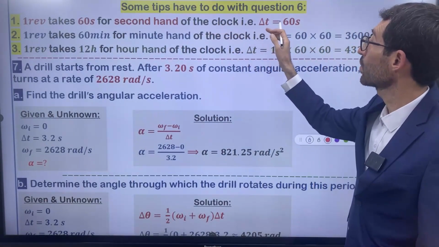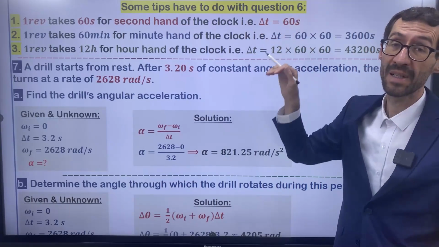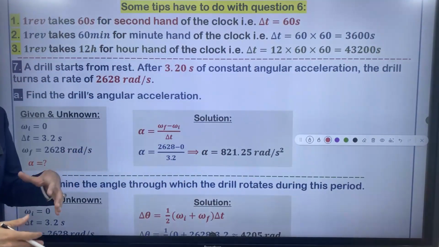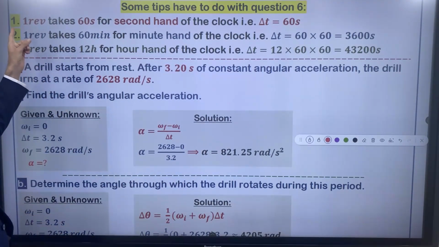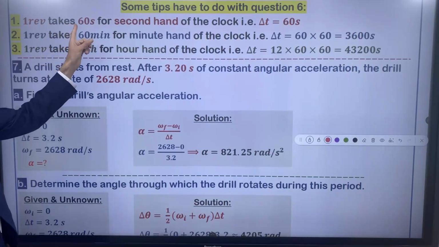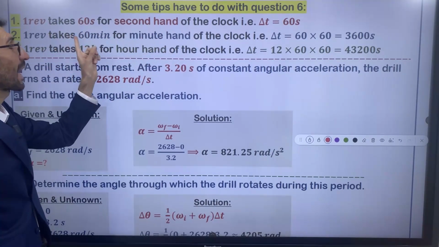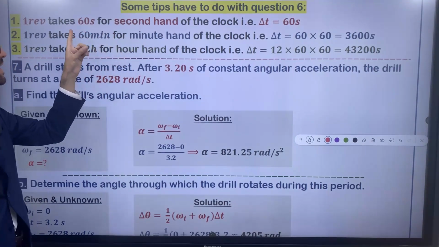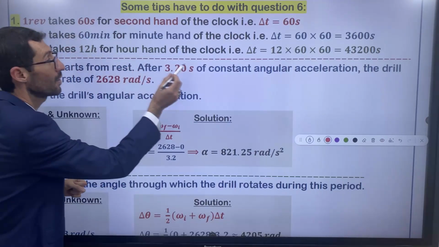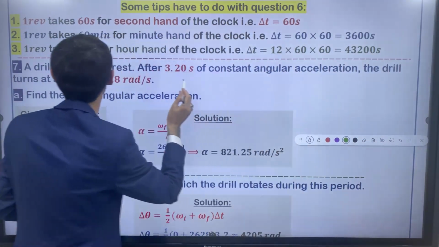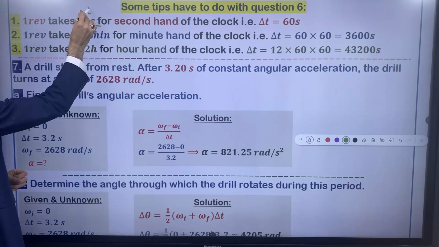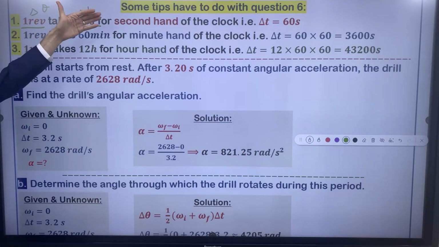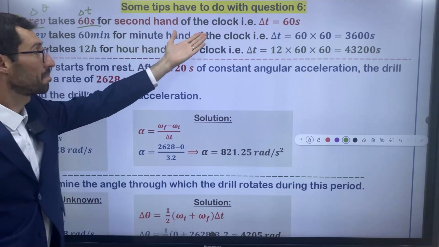These tips have to do with the clock, with question number 6. The first one: one revolution takes 60 seconds for the second hand. So for the second hand, 1 revolution takes 60 seconds. This is delta t, right? Delta t becomes 60 seconds, and this one is delta theta. I solved a similar question for this, right?